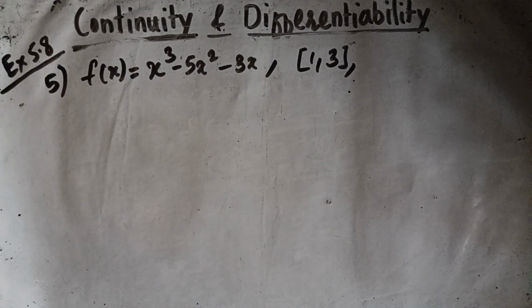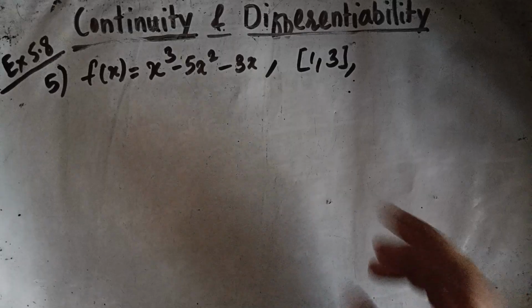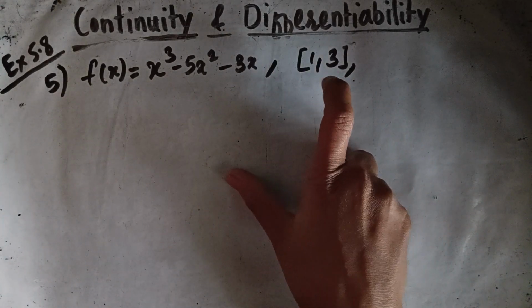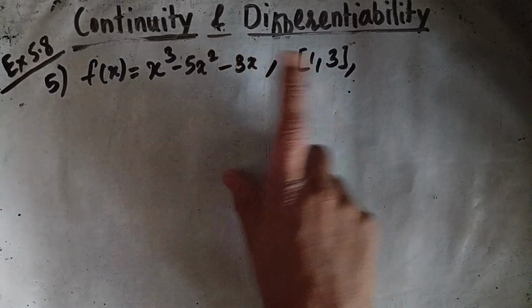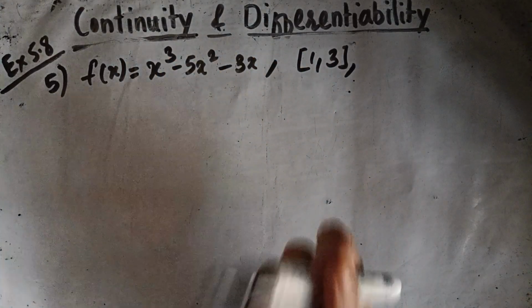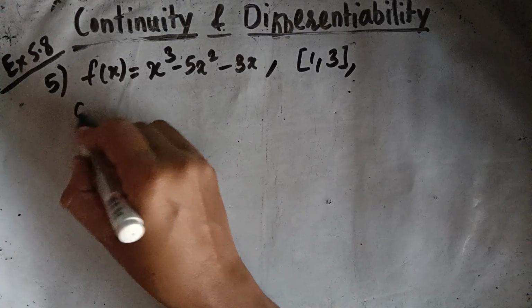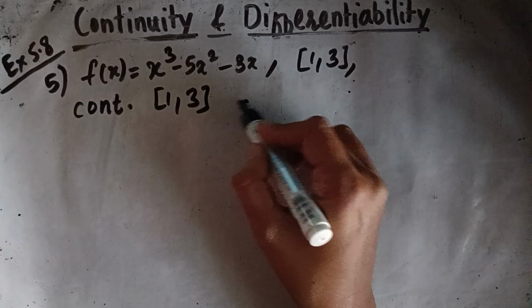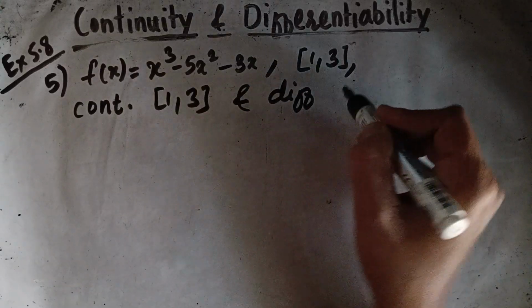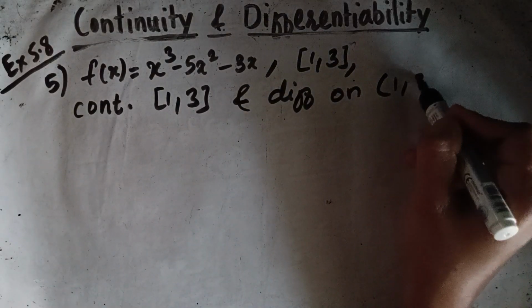Next question. So f(x) is given and interval is also given. You have to find all the c belonging to (1, 3) for which f'(c) is 0. Okay. So again this is a polynomial function, so it is continuous and differentiable on this interval.